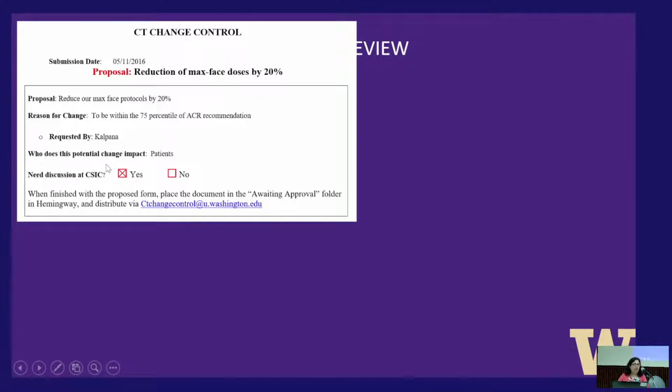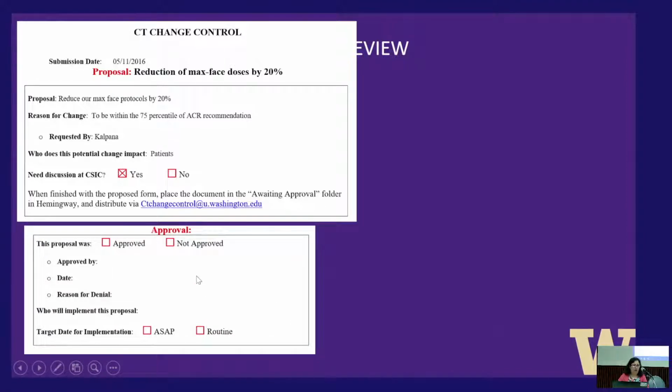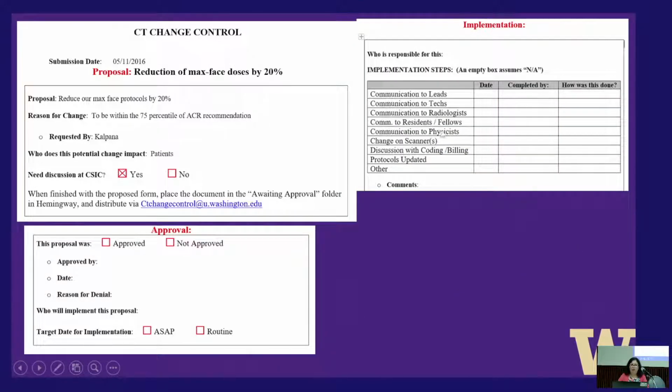CSIC is a meeting that we have for CT every month. And so the form asks, does this impact patients? Yes. Does this need discussion? I said yes. And then there's a whole approval process: when you want to implement it, the date of approval, who will implement, and if we deny the request, why we denied it. And then who does the implementation go to? Who needs to be informed? Well, the CT techs need to be informed, radiologists need to be informed, residents and fellows need to be informed, and I made sure there was a line there, communication to physicists needs to happen, and so on and so forth.